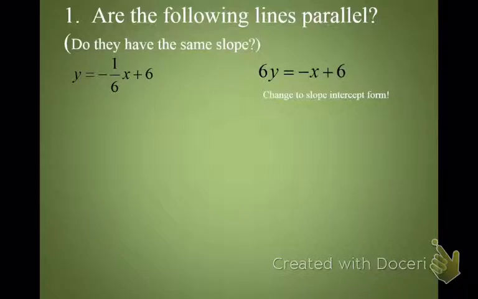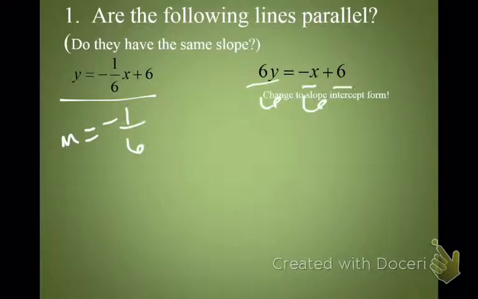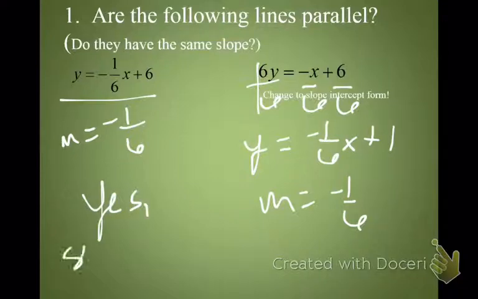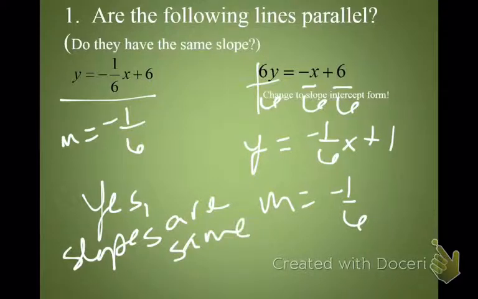So, are the following lines parallel? In other words, do they have the same slope? Well, you have to be able to find the slope, and the easiest way to do that is to put these guys in slope-intercept form. Make sure that y has been isolated. This one has, so the slope for this guy is going to be -1/6. This guy's not, so we've got to divide through by 6 to get y isolated here. And so we get -1/6x plus 1, and so the slope for this guy is -1/6. So yes, the slopes are the same, so these two lines are parallel. Okay?